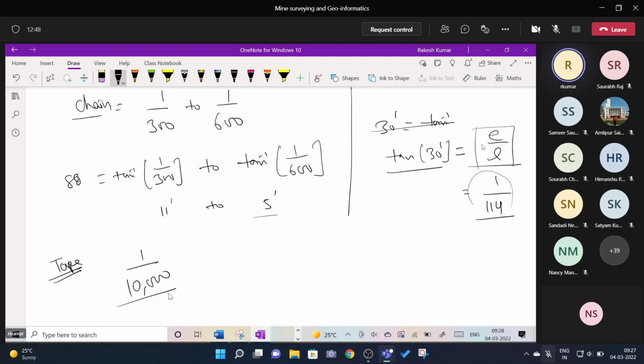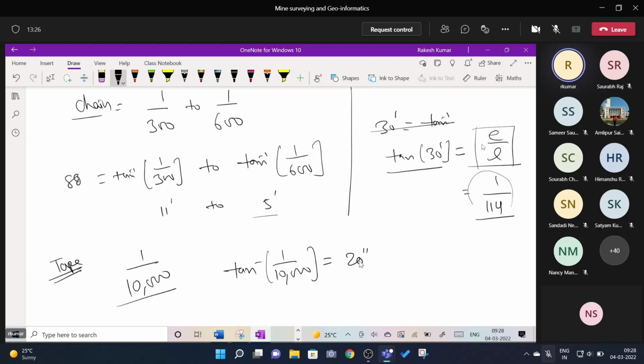It means if you measure 10,000 meter, it will give the 1 meter error. So now you calculate tan inverse 1 upon 10,000. How much you're getting? 20 seconds.